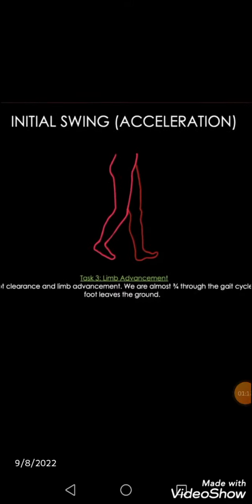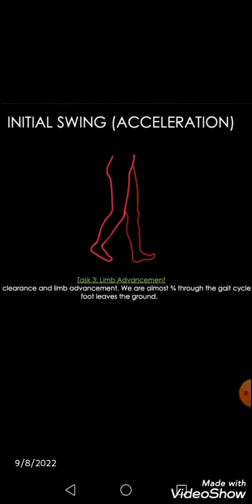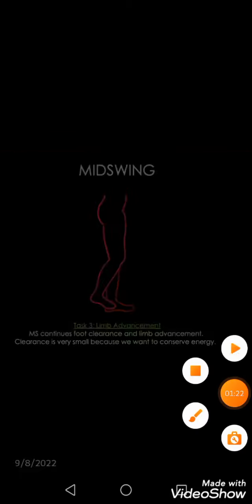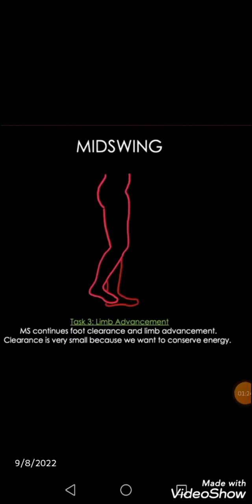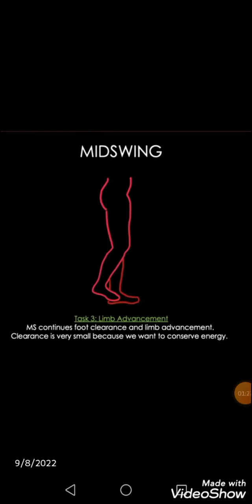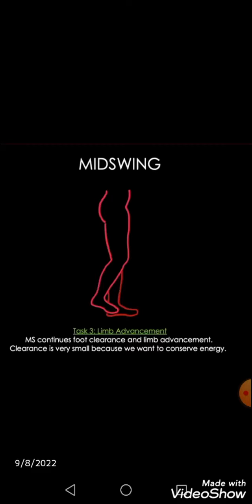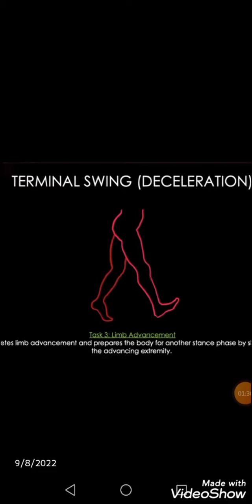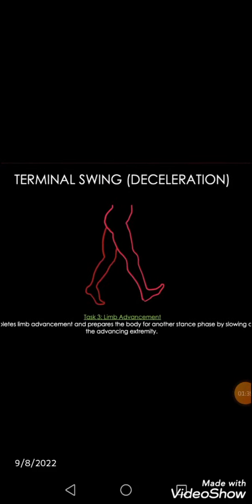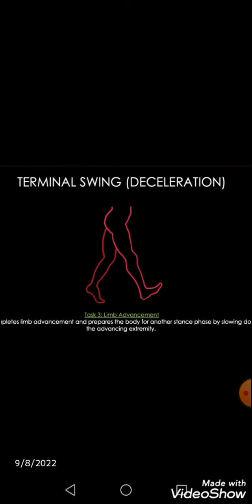This is the initial swing. You can see the acceleration is the phenomenon occurring in your limb, right? This is the mid swing. Still your foot clearance is happening but very small because we have to conserve energy during this phase, right? And now this is the terminal swing, right, which is a deceleration. Here we have to slow down the advancing or forward moving extremity, right? And this is the story of your gait cycle, right?